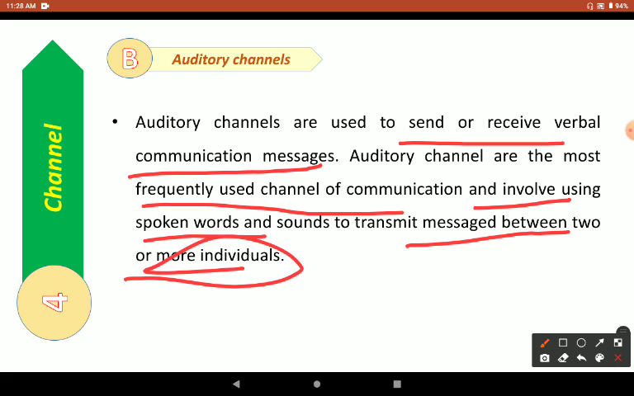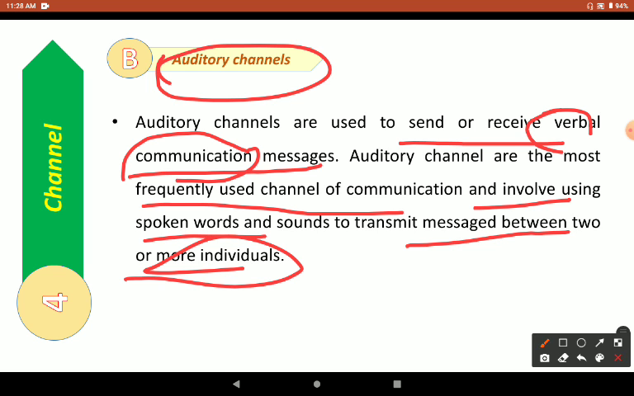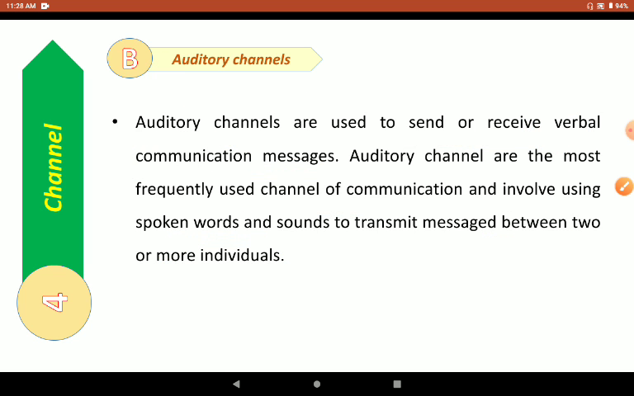Okay, so for an example, you are in the ward and if you want to collect the history from the patient, you can't collect the history by the visual channel, isn't it? You have to use the auditory channel for proper communication or to collect the history. So this is the example for the auditory channel, means you have to communicate, you have to speak, that will be verbal communication for collecting the history about the patient. Okay, so next channel is the tactile channel.